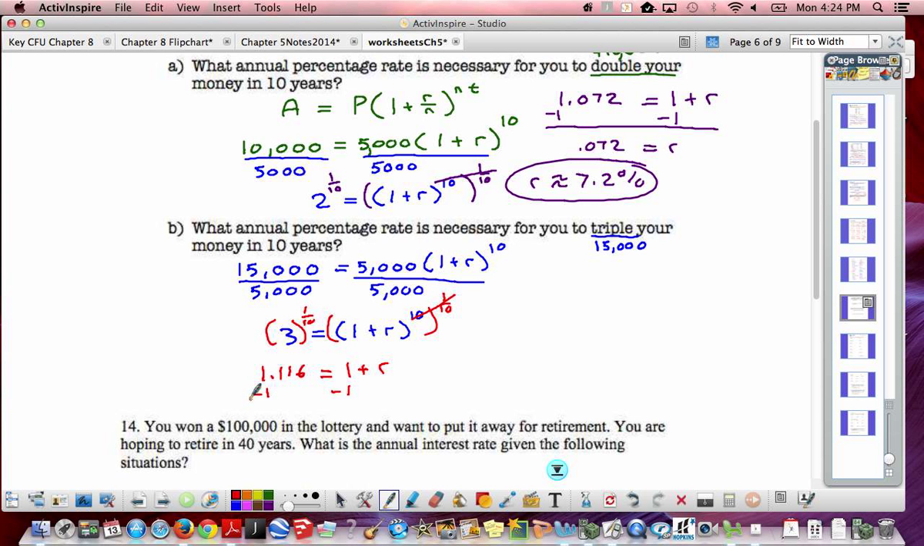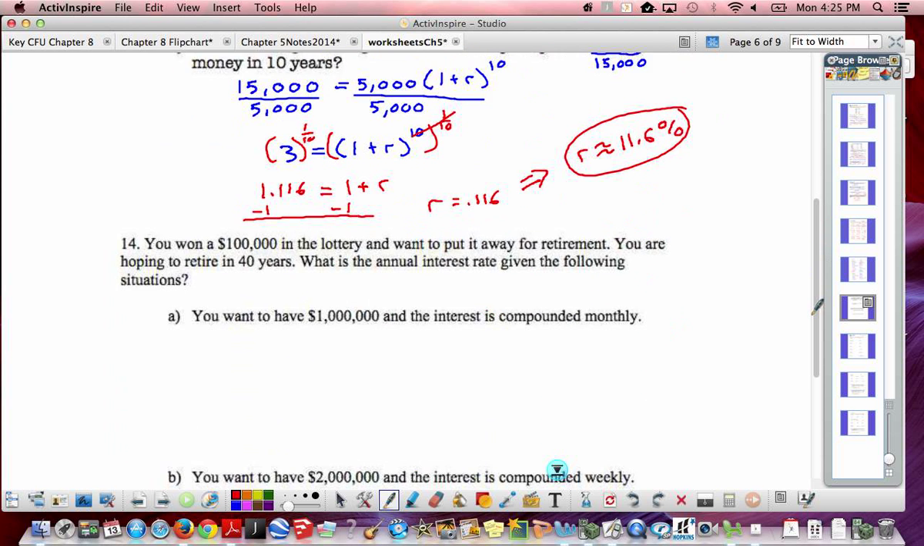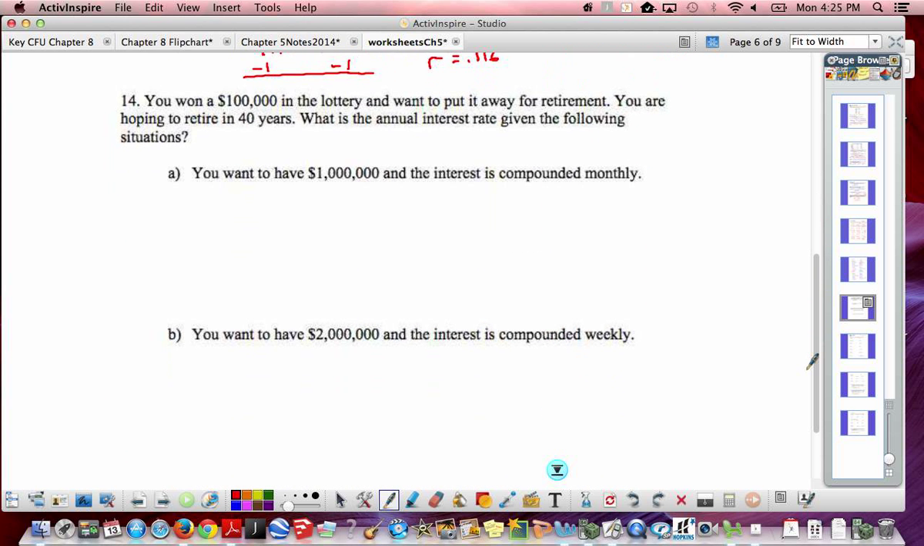Subtract the 1, r equals 0.116, which in turn implies that the interest rate needs to be about 11.6%. Alright, that takes care of number 13.